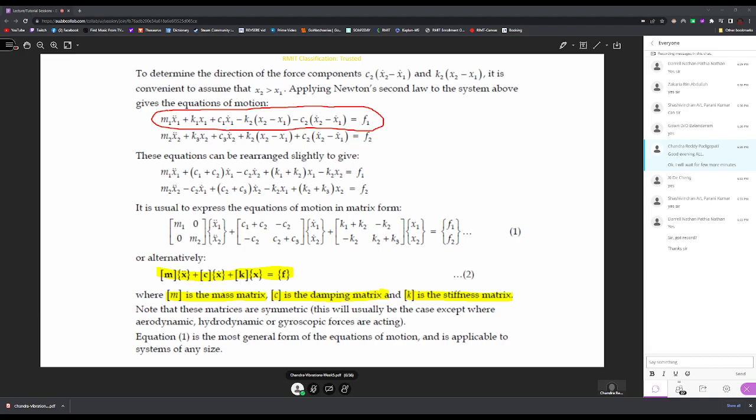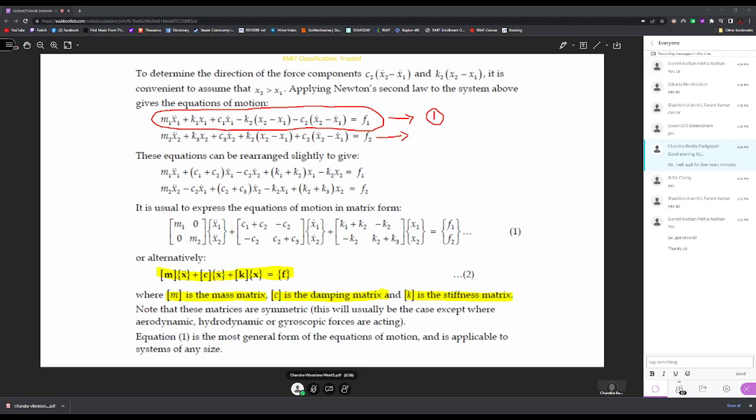So the whole thing is equivalent to the net force applied on mass 1. So the net force applied on mass, based on the free body diagram, we can write like this. So this is the first equation of motion. Now we follow the same way for mass 2, and we can write the second equation of motion for mass 2.